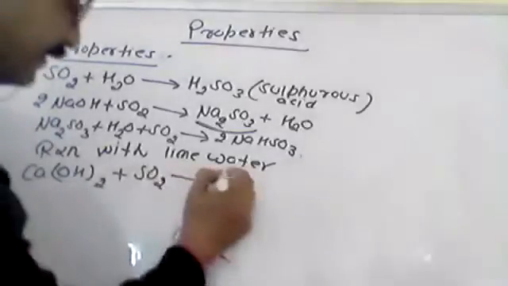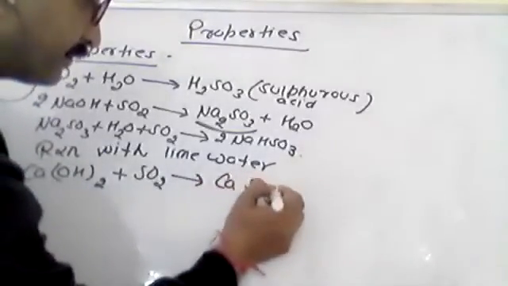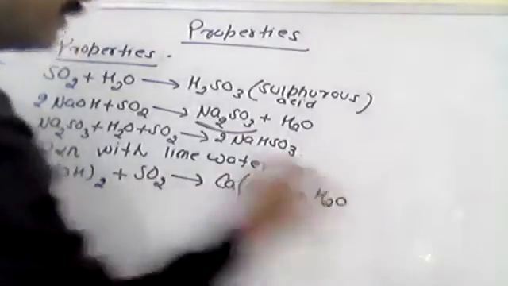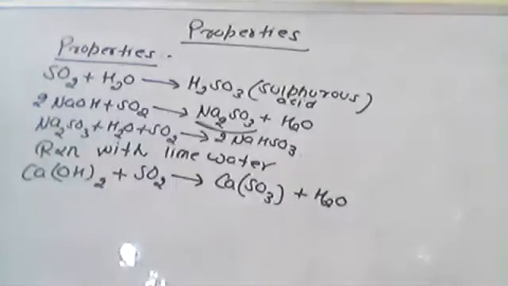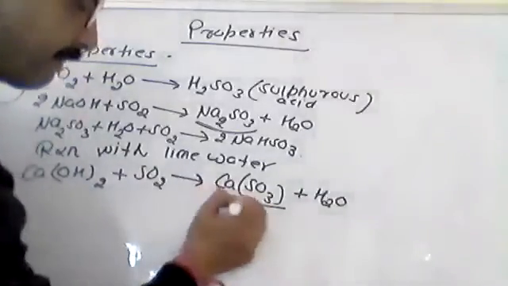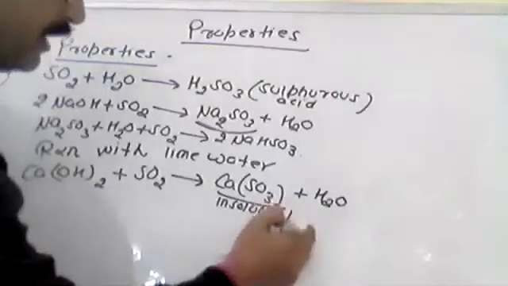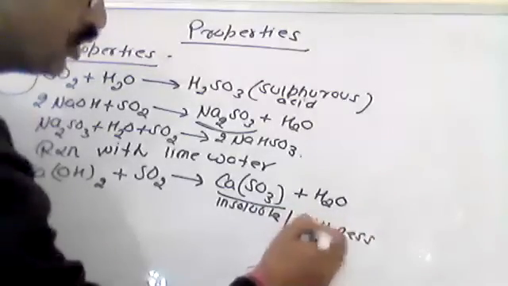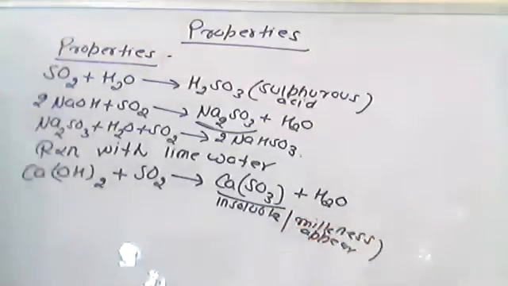So there is a formation of calcium sulfite, CaSO3, plus H2O. With carbon dioxide there is a formation of calcium carbonate; here there is a formation of calcium sulfite. This calcium sulfite is insoluble, due to which milkiness appears.